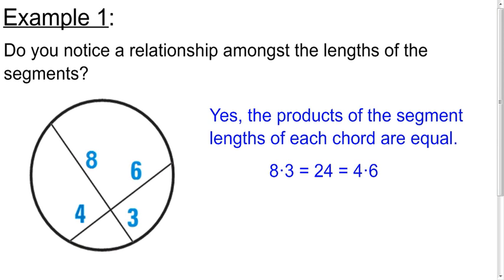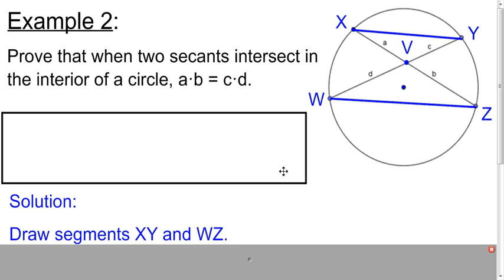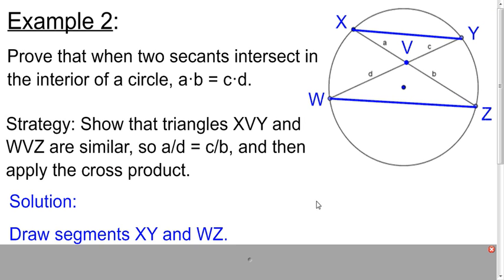And this is no coincidence. We can prove this fact. And to prove it, we want to use similar triangles. So let's draw on these triangles here. And the idea behind the proof is that once we have similar triangles, we can write a proportion. And once we have this proportion, we can use the cross product to get AB equals CD.